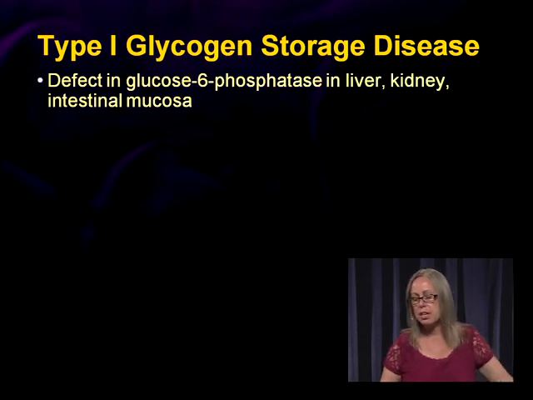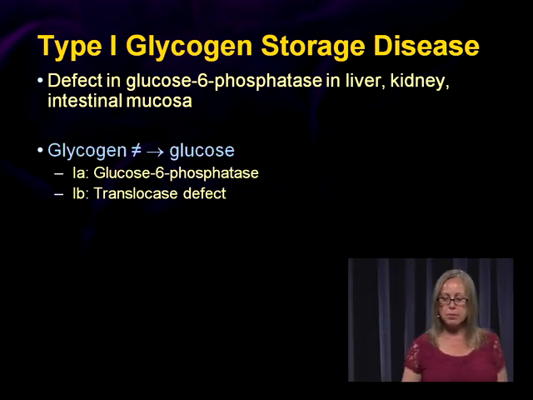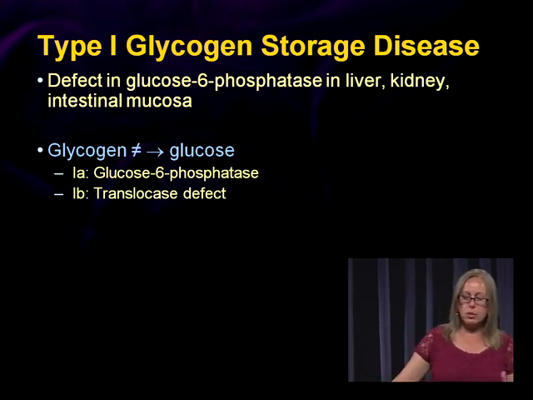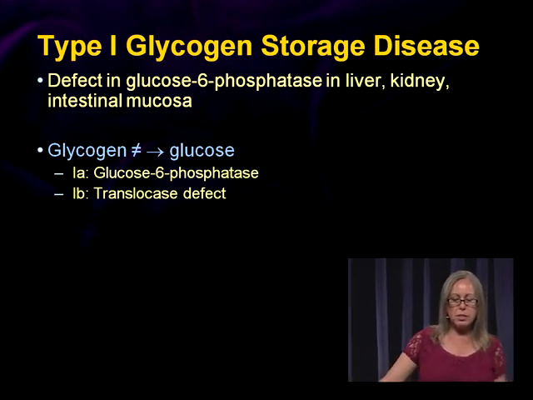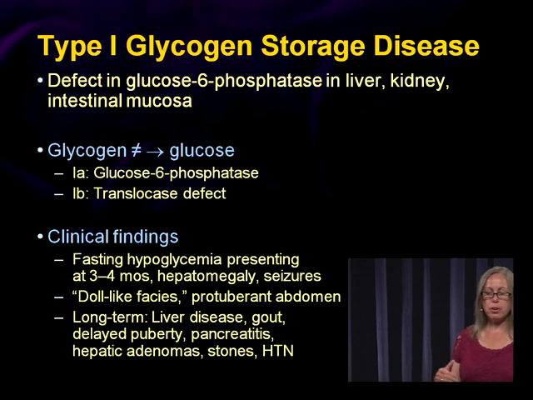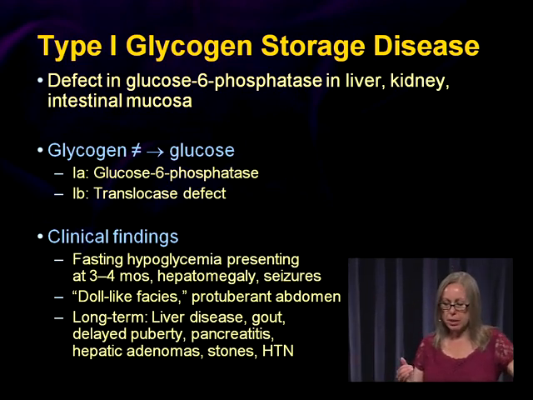So again, this is a defect in glucose 6-phosphatase in liver, kidney, and the intestinal mucosa. So you store your glycogen, but you can't get it back out for glucose. 1A is glucose 6-phosphatase. 1B is a translocase defect. So you have fasting hypoglycemia presenting at 3 to 4 months of age when you're starting to try to wean off and trying to get some sleep as a parent.